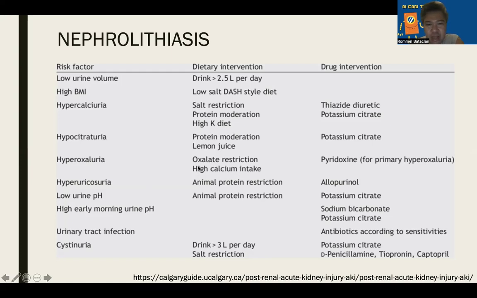High calcium, but while most stones are still commonly calcium type, you don't have to restrict the calcium intake. So maintain the usual calcium intake. That would be still very important. What would be restricted now would be the animal protein intake.